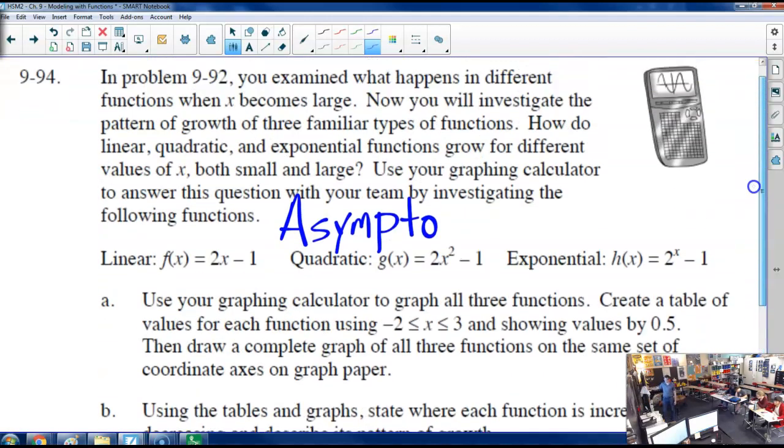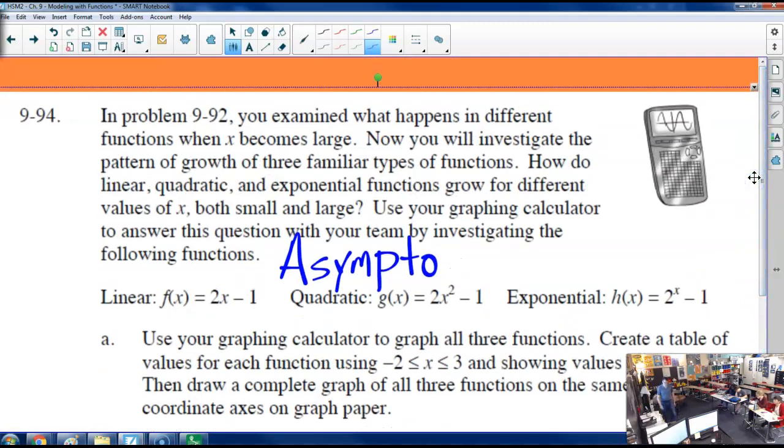I think it's T-O-T-E. I really want to be sure since we're just learning this. I do not want to tell you wrong. Yeah, T-O-T-E. Sorry, I just had to check. Like a tote, like a tote that you carry things in.